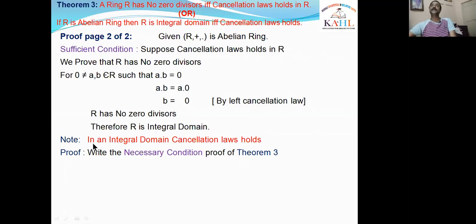Note: in an integral domain, cancellation law holds. Previously I explained that sometimes it may be given like that. The question is given like that in the university question paper: in an integral domain, cancellation law holds. What is the proof of this statement? You can write the necessary condition proof of this theorem 3. I have already explained the previous one.